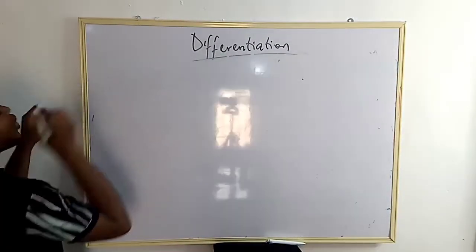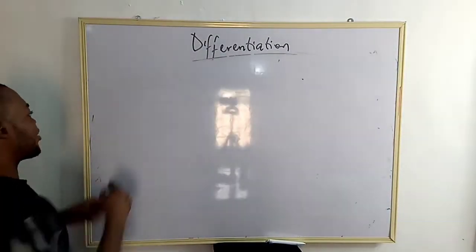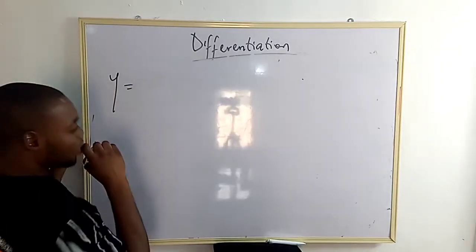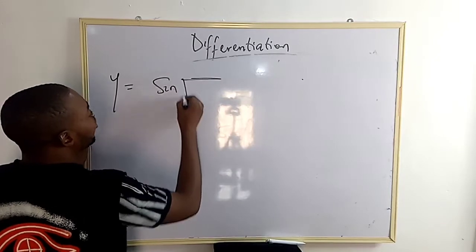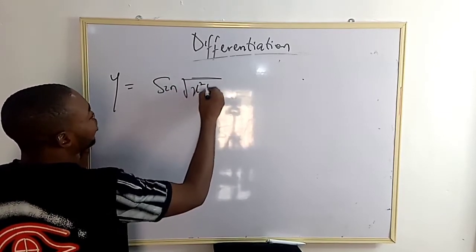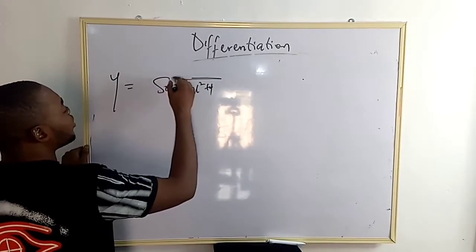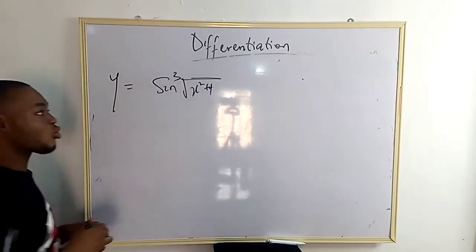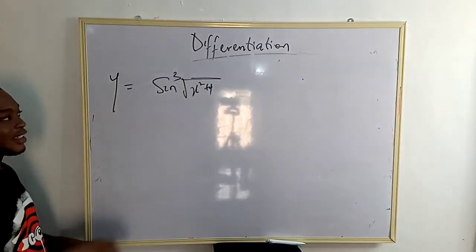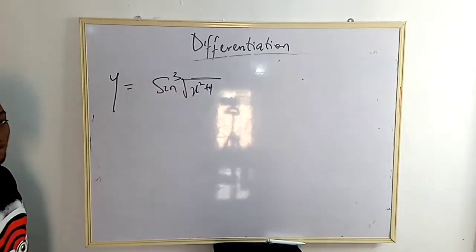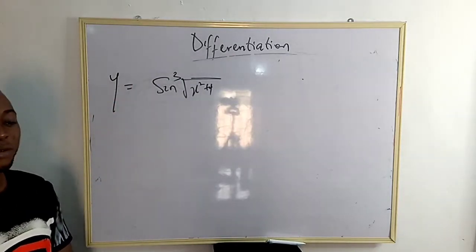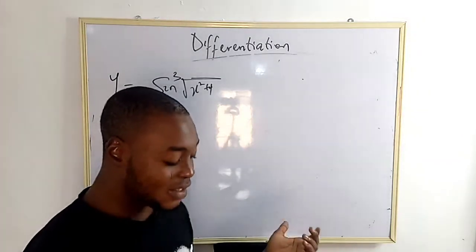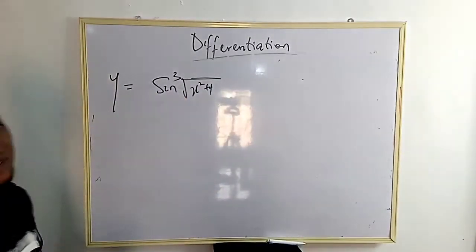So that's it. Another thing, let's solve another question. Let's say y is equal to sine cube square root of x squared plus 4. This will be very complicated if you decide to use the chain rule and select u equals sine of this.